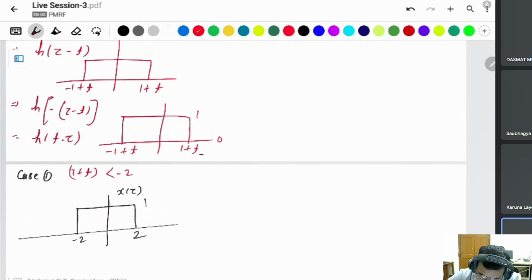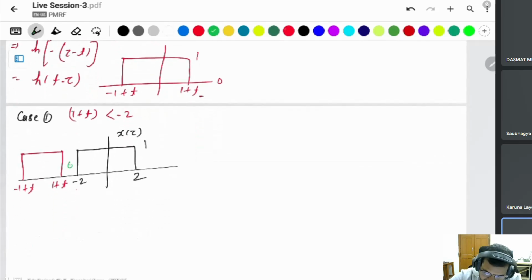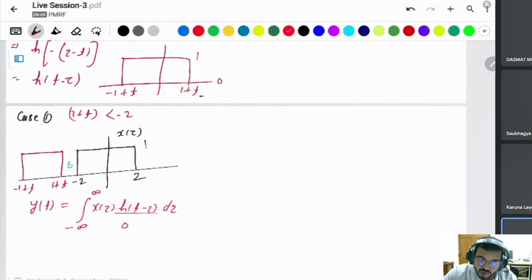Then simply, if this is less than minus 2, it means h of t minus tau is somewhere here. This is minus 1 plus t, and this is 1 plus t. Then what happened? There is no overlap between them. Then you can write y(t) is simply 0 because there is no overlap in the convolution: the integral from minus infinity to infinity of x(tau) h(t minus tau) d tau is 0.